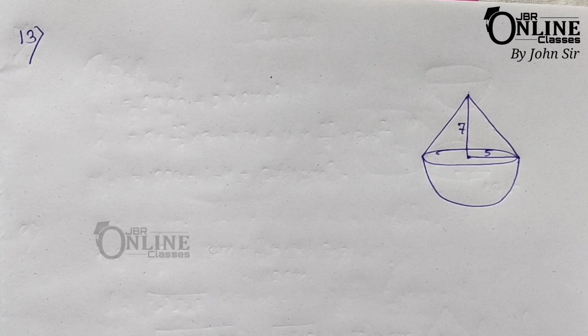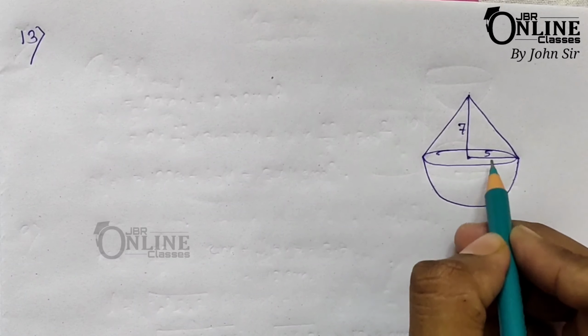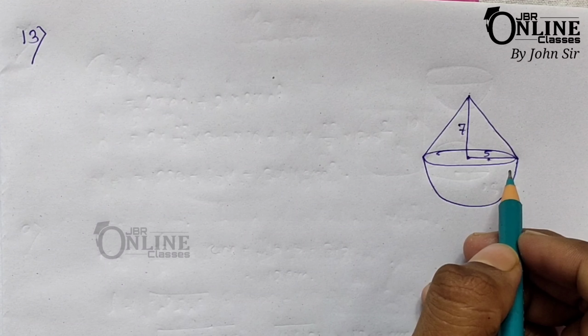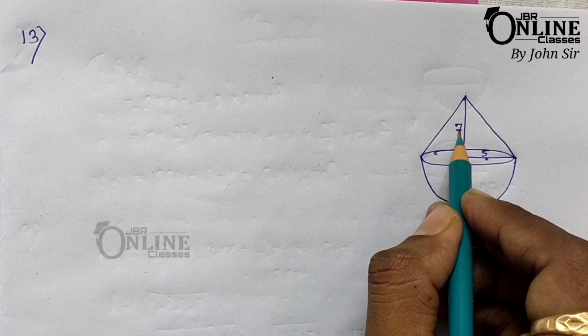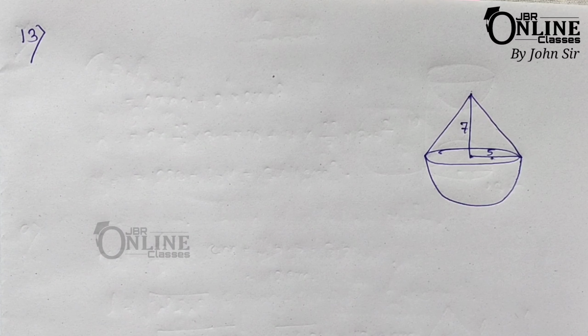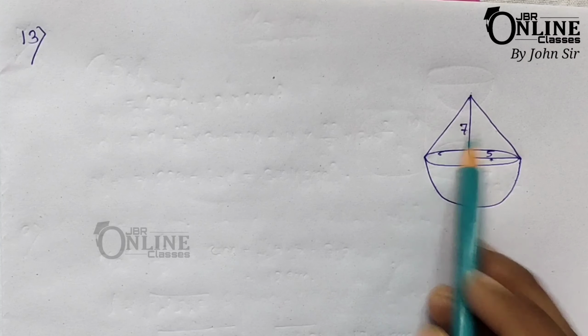Now sum number 13. In sum number 13, in the given figure, a hemisphere of radius 5 cm, here 5 cm radius, surmounted by a right circular cone of base radius 5 cm. Find the volume of the solid if the height of the cone is 7 cm. Give your answer correct to 2 decimal places. So here the radius of the cone and the hemisphere both are 5 cm, and the height of the cone is 7 cm.